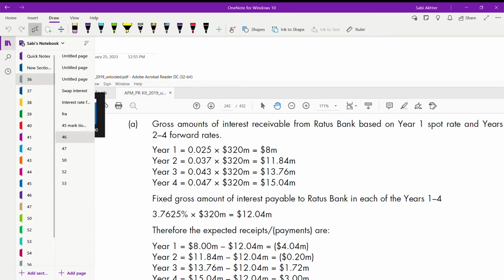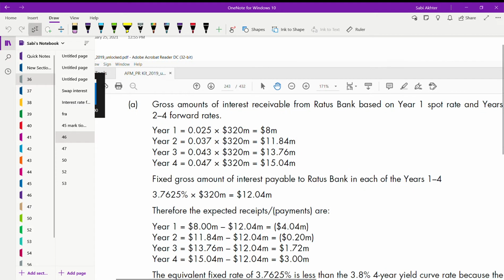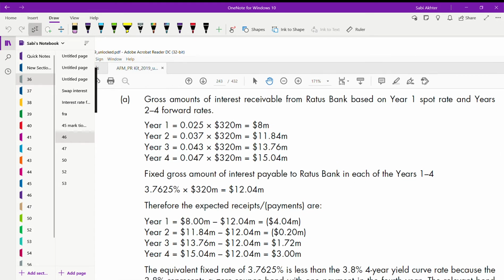This is fixed, this method is from your textbook. That's why I'm taking you through this, you need to know. This I've already explained, so make sure that you watch my video on question 46. I've explained all this, how this is fixed.